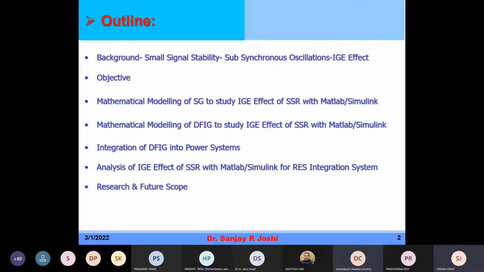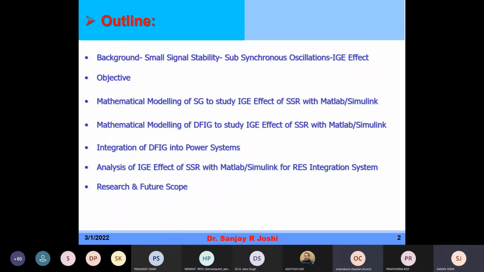The synchronous generators, when they are connected to the grid via a series compensated line, the problem was analyzed with the help of small signal, that is, a linearized analysis. This tool has proved very well and accurate. So here also that tool is useful, right?